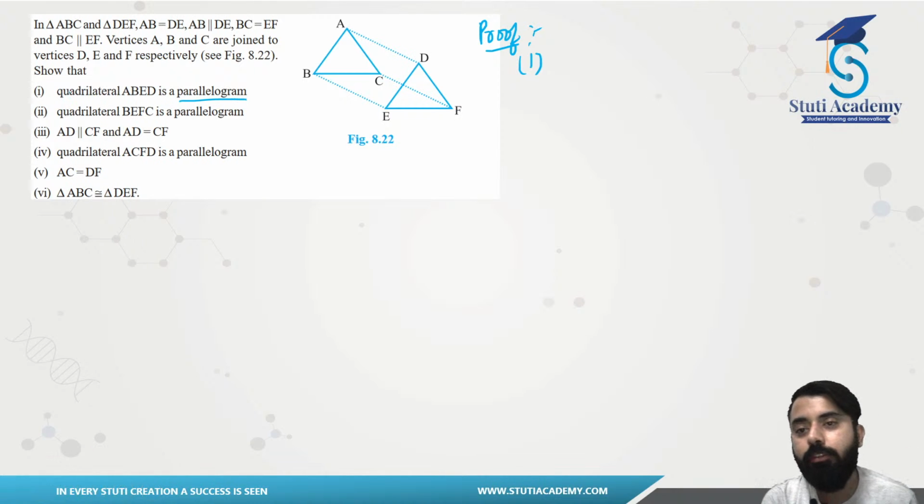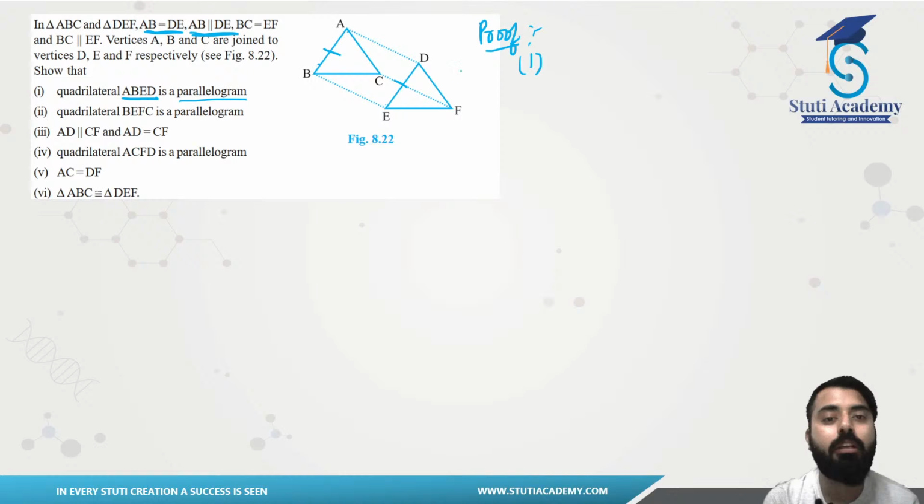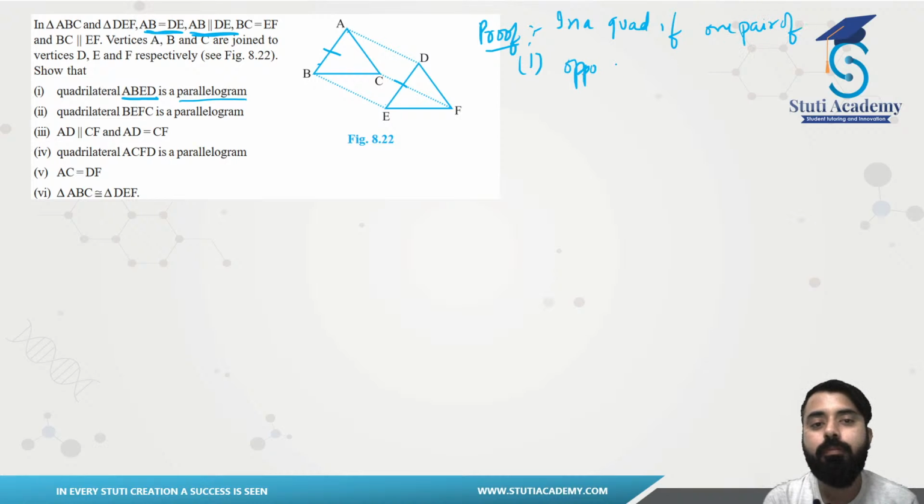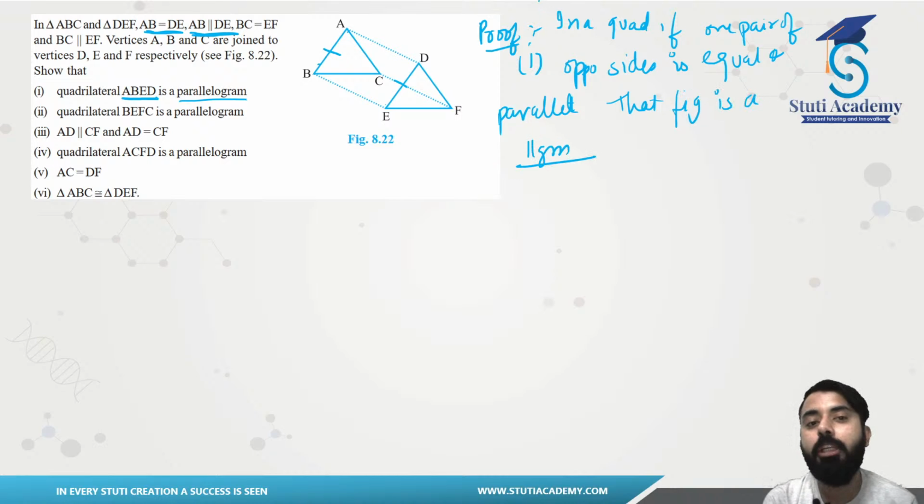So starting with the first proof in quadrilateral ABED. I know AB is equal to DE, AB is parallel to DE. So I can see one pair of opposite sides equal and parallel. So I can easily say ABED is a parallelogram, right? In a quadrilateral, if one pair of opposite sides is equal and parallel, that figure is a parallelogram. That is the main proof you have to understand.